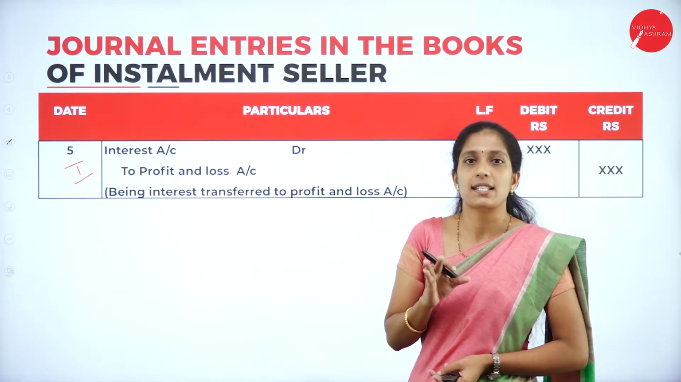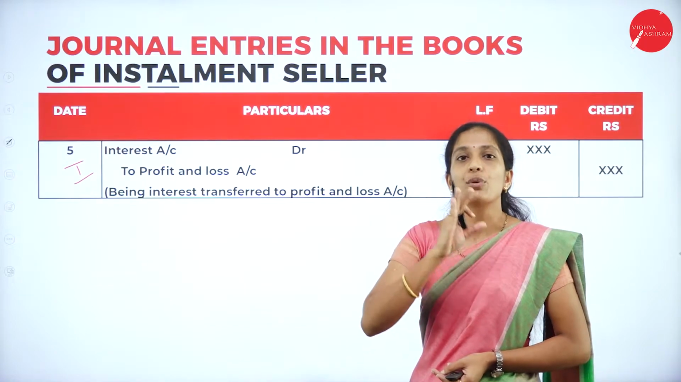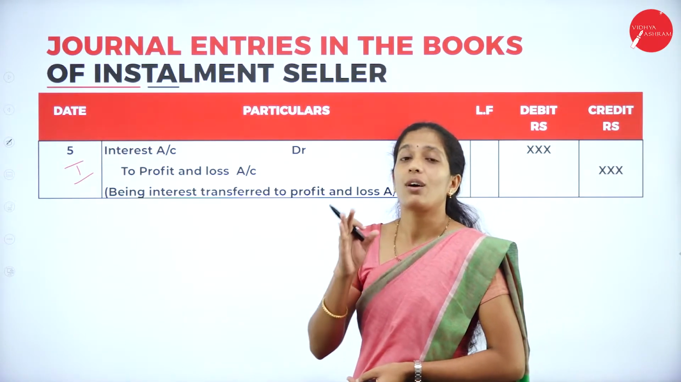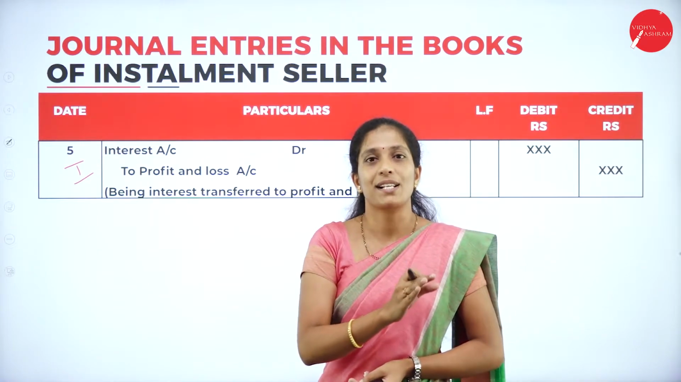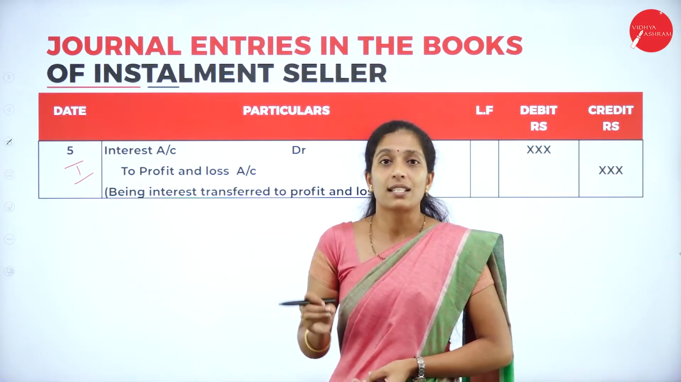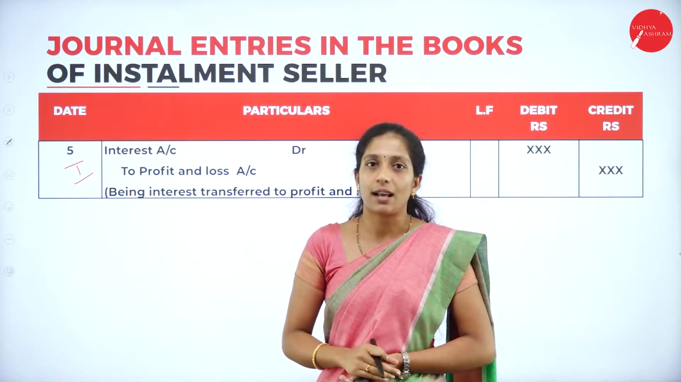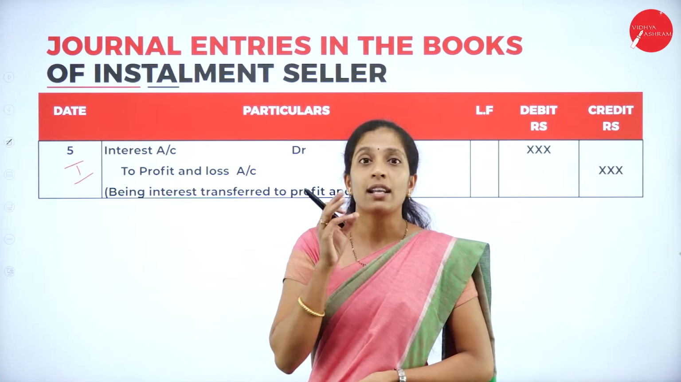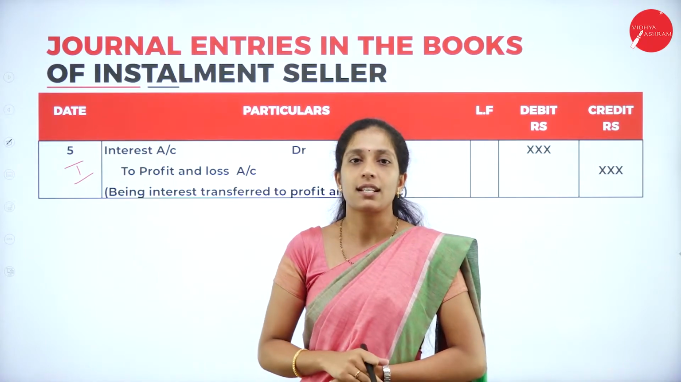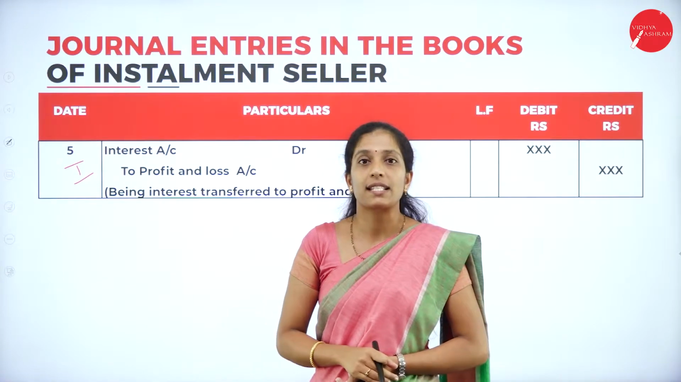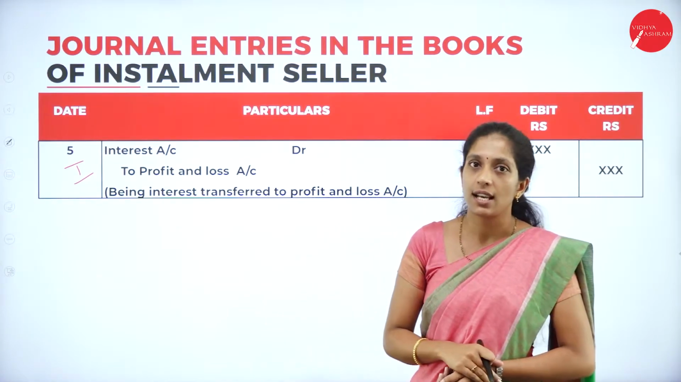Hope you are clear with the journal entries. They are the same as in the hire purchase system. The only thing is that you have to transfer to hire purchaser or hire seller in the hire purchase system, whereas in the installment system you transfer to installment purchaser or installment seller. Other than that, you have to make changes in the interest suspense account. Other than that, all the entries remain the same as in the hire purchase system.